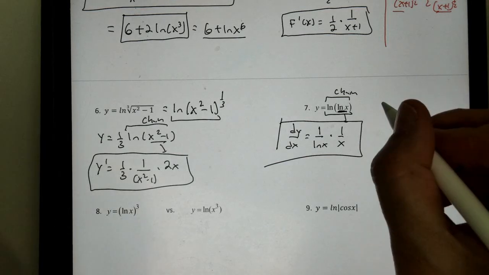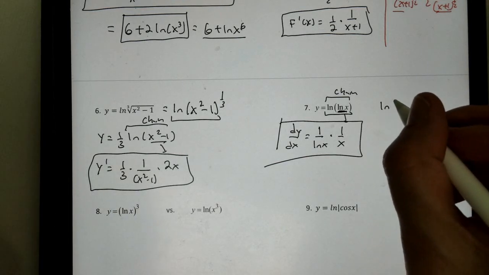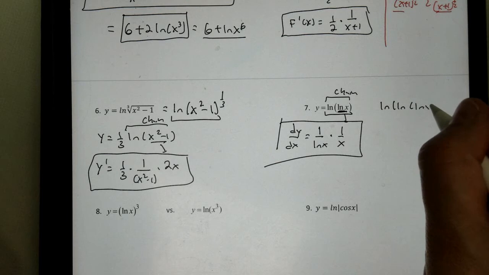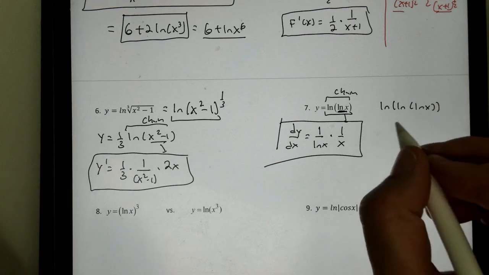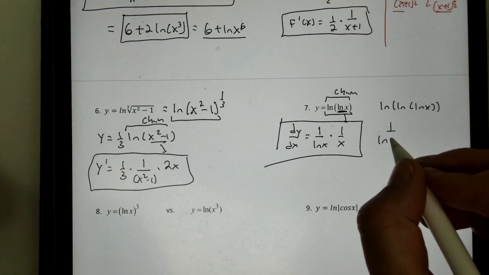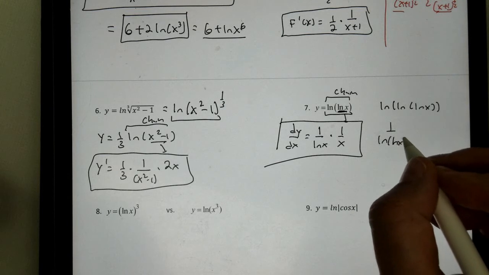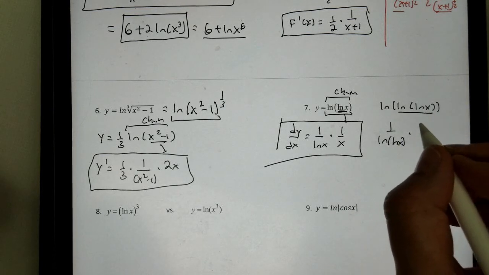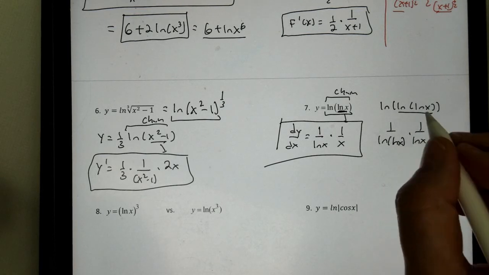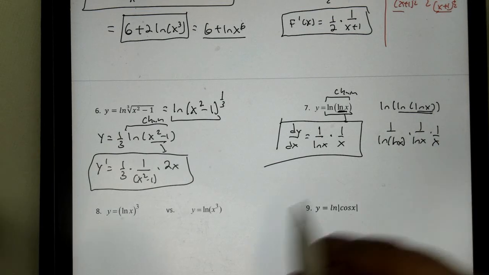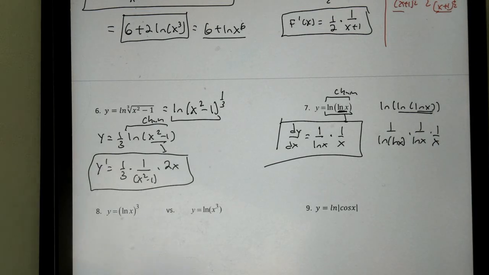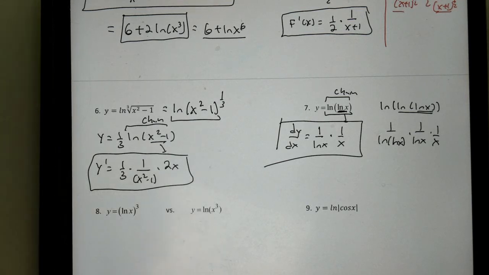What if I did this? What's the derivative of the natural log of the natural log of the natural log of x? We would get 1 over the natural log of the natural log of x, times the inside, 1 over the natural log of x, times the inside, 1 over x. And we can just go on and on. And we'll stop there. I won't go too crazy.